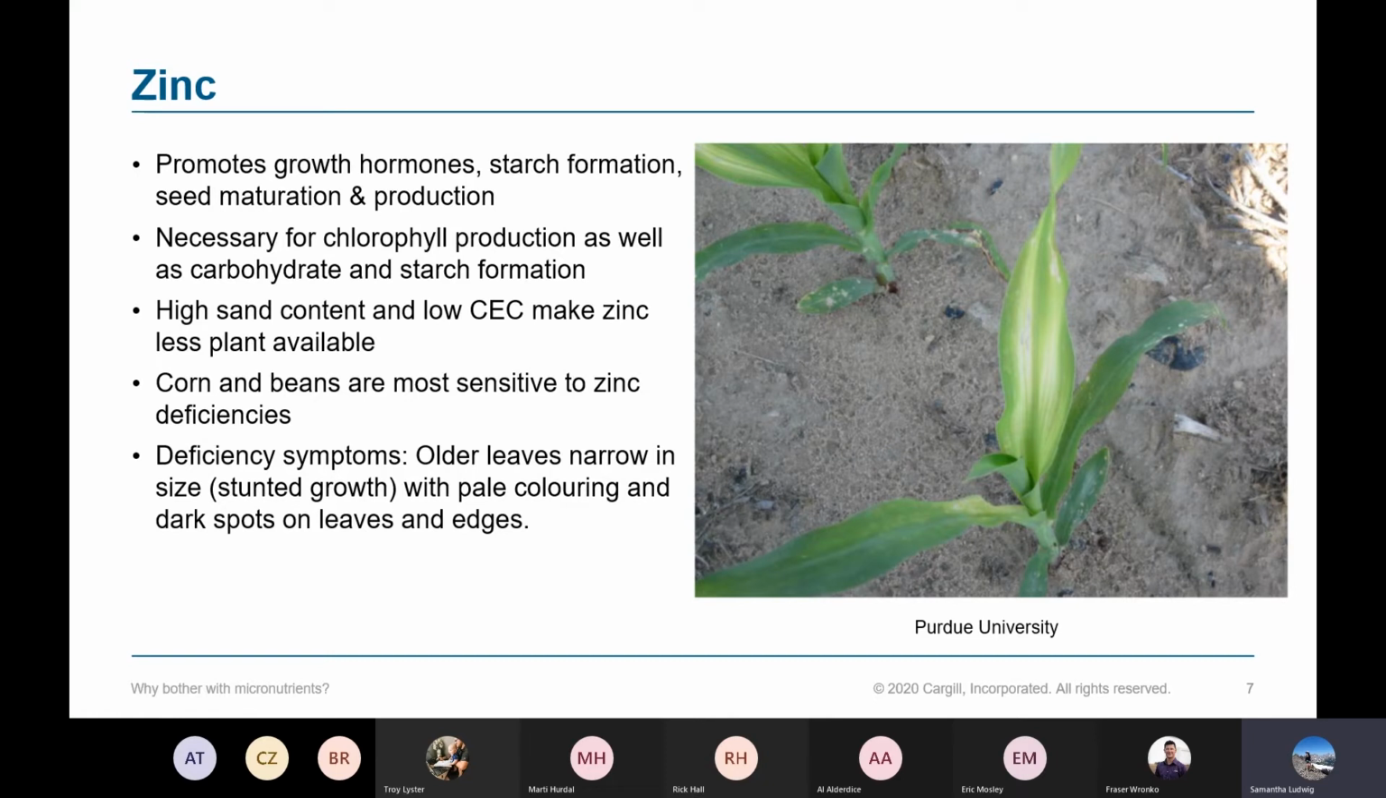So the deficiency symptoms occur in older leaves. They narrow in size and look quite stunted, with a pale coloring and dark spots. When you see a zinc deficiency, it's generally quite obvious.